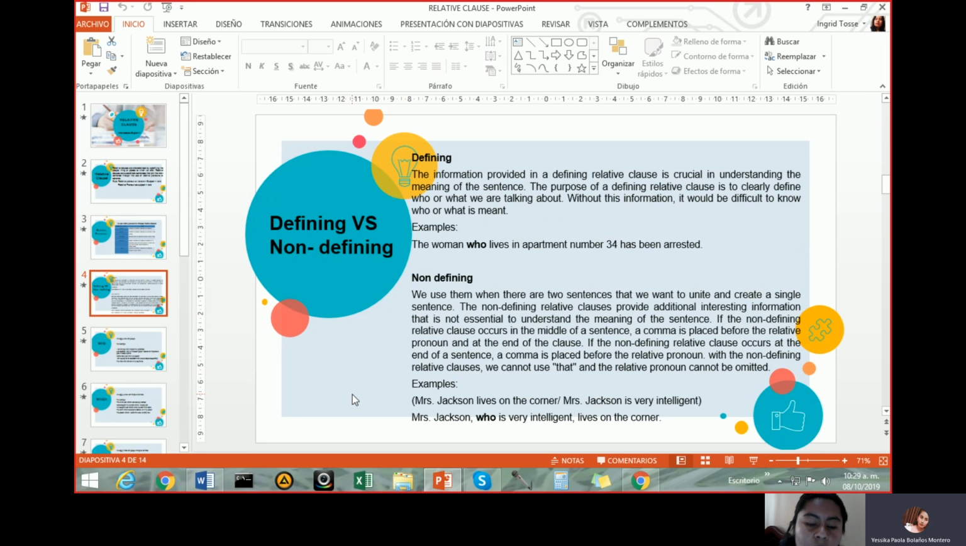Okay, we are going to understand the part of definite versus non-definite. The information provided in a definite relative clause is crucial in understanding the meaning of the sentence. The purpose of a definite relative clause is to clearly define who or what we are talking about. Without this information, it would be difficult to know who or what it means. For example, the woman who lives in apartment number 34 has been arrested.